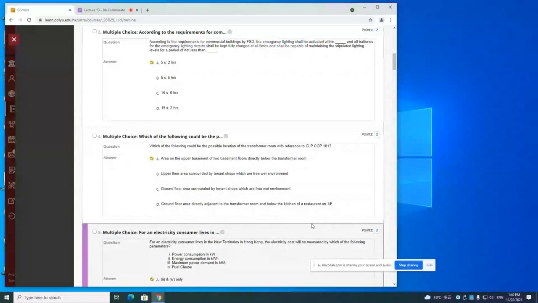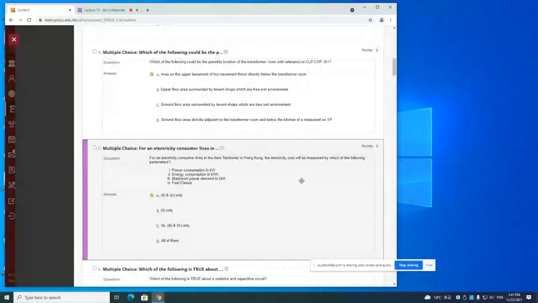Number three, according to the requirements for commercial buildings by fire service department, the emergency lighting should be activated within, here is 5 seconds, and all the batteries for the emergency lighting circuits, okay, let's say the answer should be A, okay, 5 seconds and 2 hours. Okay. So basically this is the requirements. Again, if you want to do the design for the emergency lighting, okay, you have to know this basic requirement.